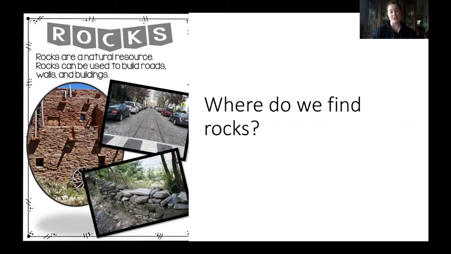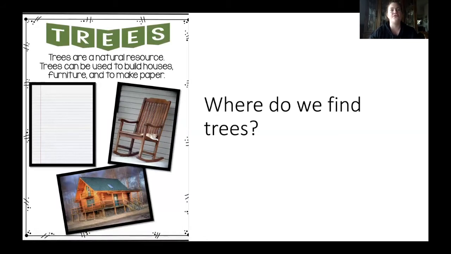It's just occurring naturally. Trees are a very important natural resource. Trees can be used to build houses, furniture, and make paper. We use trees all the time in a school because one, we use them to help build the school, but think about all of the paper we use and the construction paper and the books that we read. All of that comes from trees. And we don't make the trees. Yeah, sometimes we do plant the trees, but we don't actually make the trees.